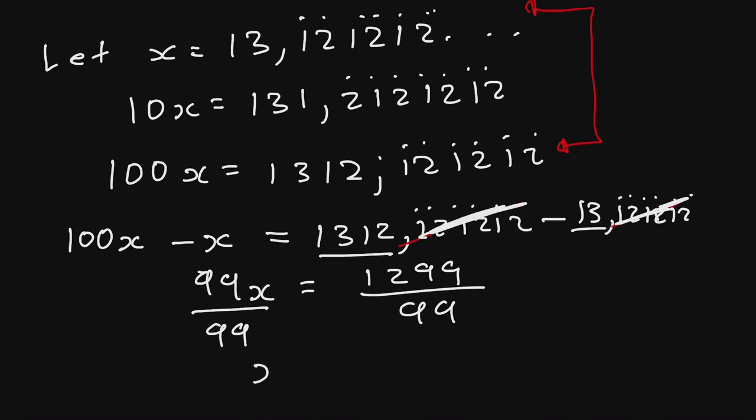So the value of x will be what? You just put that in your calculator. You say 1299 divided by 99. So the answer that we get is going to be 433 over 33. So this means that we have converted this decimal number into a fraction.